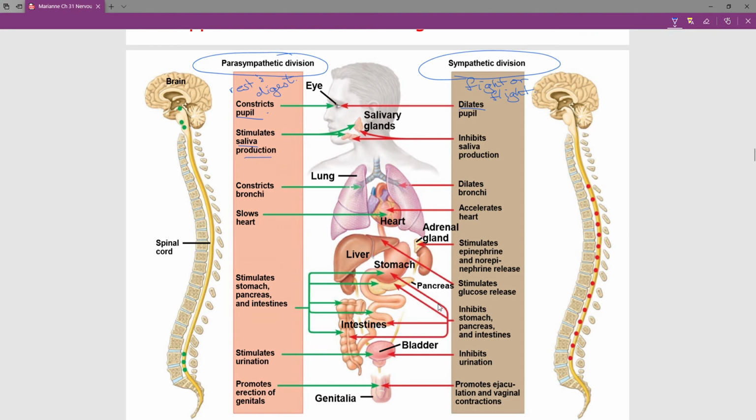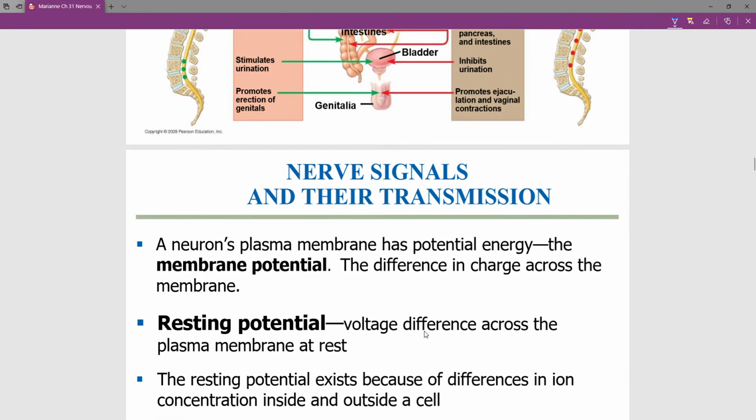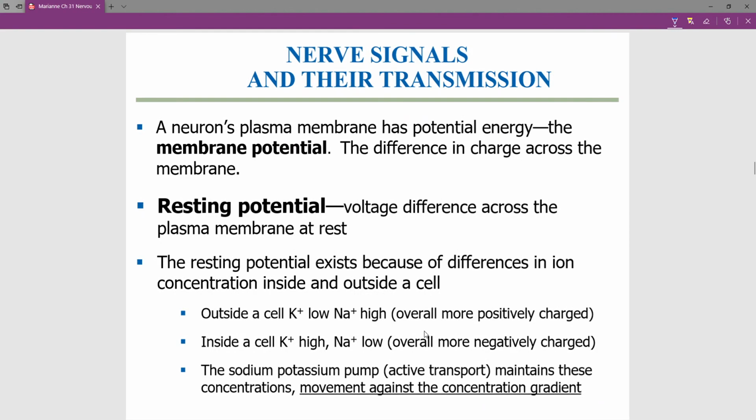And basically, you go down the line here, all of these targets in the body are affected oppositely by these two different parts of the autonomic nervous system. And generally, like I say, it's usually in balance, unless need be otherwise.